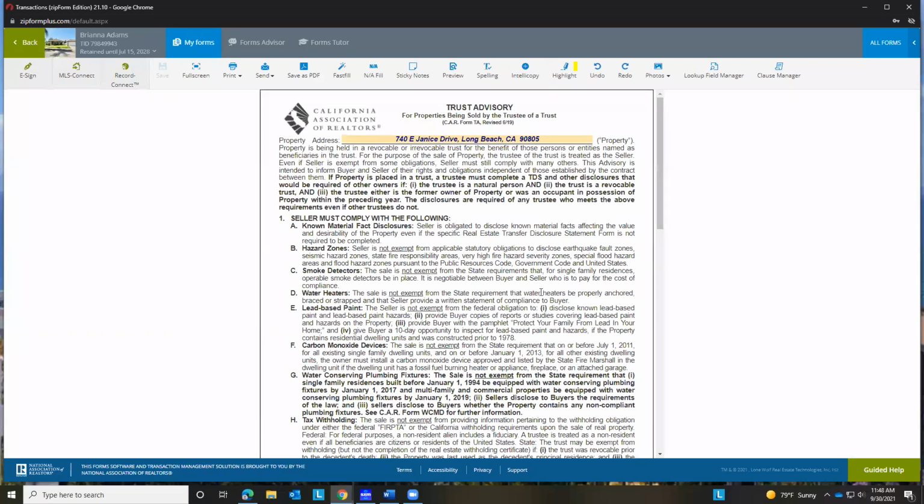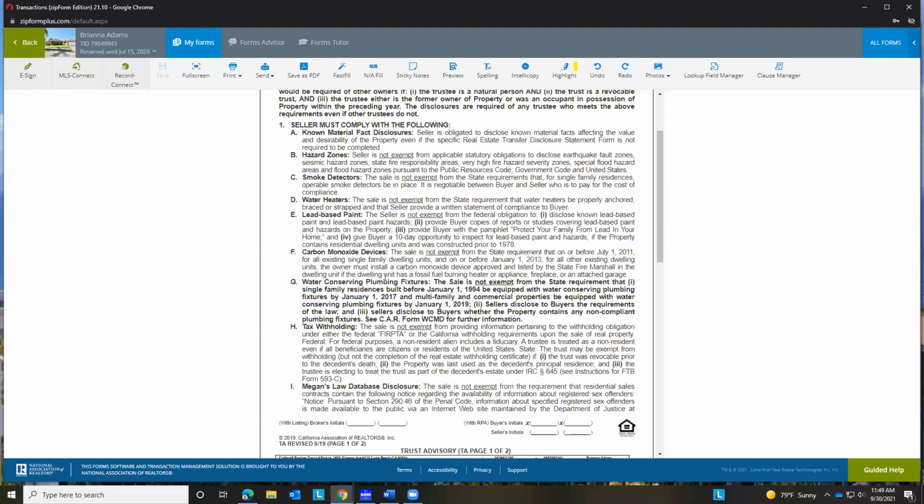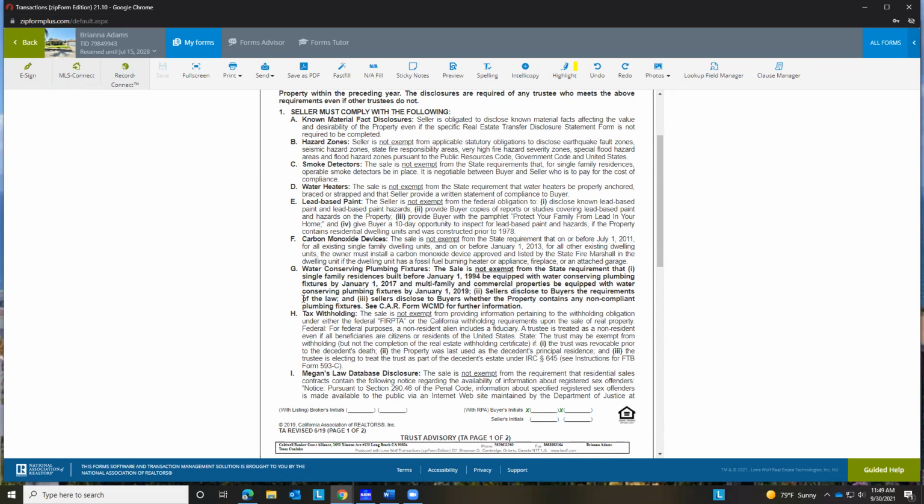They do need to install smoke detectors. The water heater needs to be braced and strapped. They need to give the lead-based paint disclosure. Carbon monoxide devices need to come with the property. Water conserving plumbing fixtures, it's not exempt, but it's still not a point of sale requirement.